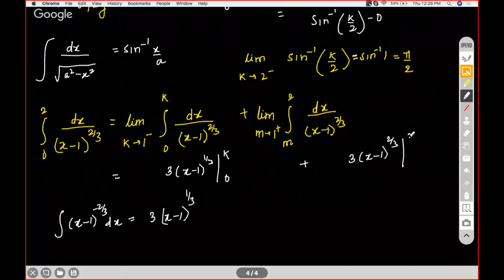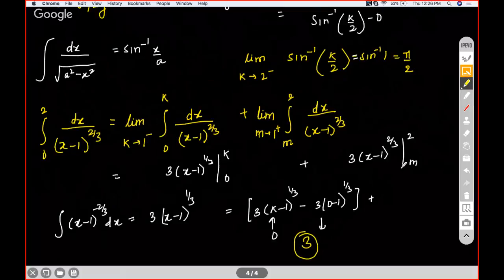From 2 to m. Okay. So this will become 3(k minus 1) to the power 1/3 minus 3(0 minus 1) to the power of 1/3. So the answer is 3, right? Yeah. The answer is 3 for this, because the k term will become 0 as k tends to 1. So here the answer will become 3.